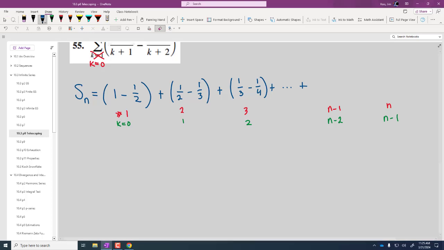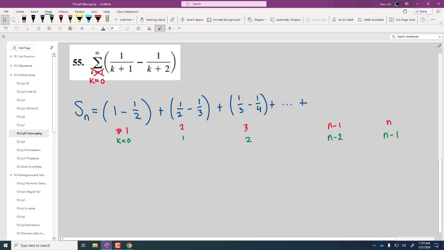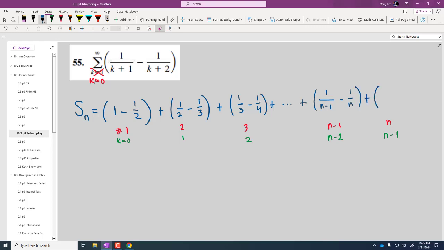So let's plug those in. We're plugging in k equals n minus 2 to get the n minus first term. So if we plug in n minus 2 right there, we have n minus 2 plus 1, so we have an n minus 1 in the denominator. And we plug in an n minus 2 here, n minus 2 plus 2, so we get a 1 over n. And here, plugging in an n minus 1 to get the nth term, n minus 1 will give us a 1 over n minus 1 over n plus 1.